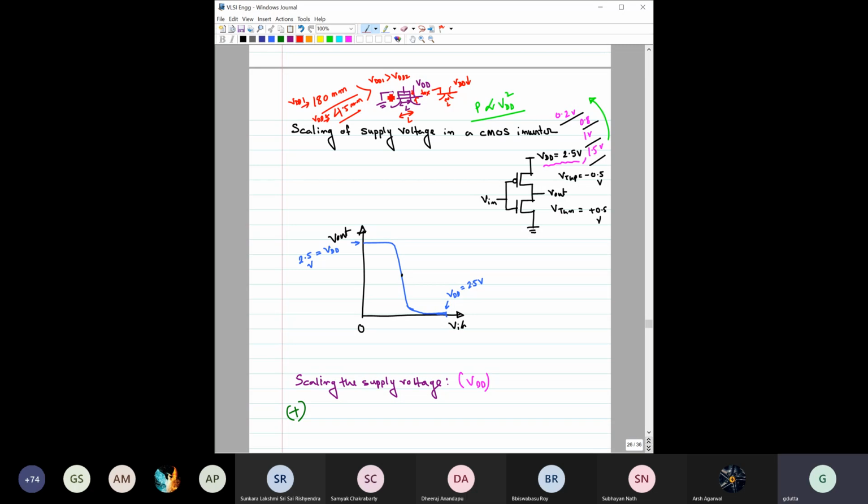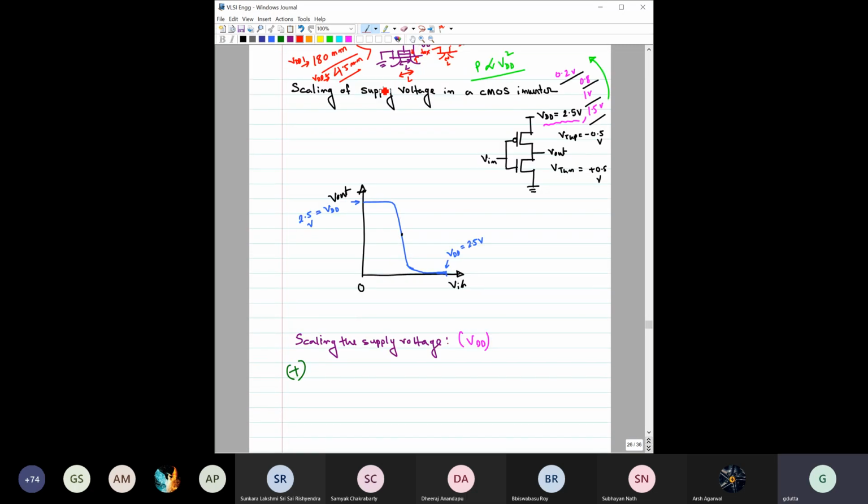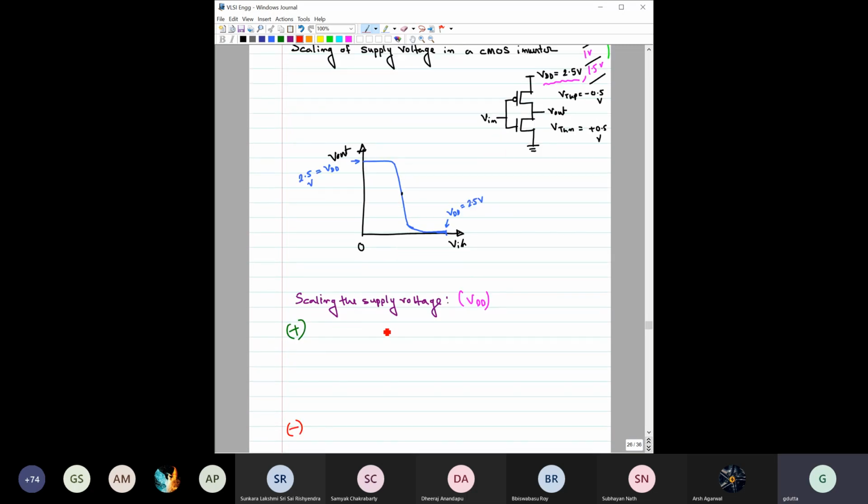Okay, so why should you scale? First of all, let us discuss the scaling of the supply voltage. What are the positive things? It is definitely a positive impact on power consumption.